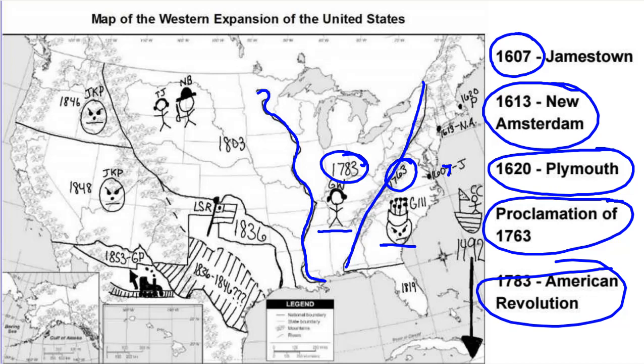Then you can see in 1803, the Louisiana Purchase stretched U.S. control to the Rocky Mountains. And so I have a Napoleon and Thomas Jefferson striking a deal between the French Empire and the United States for the Louisiana Purchase.